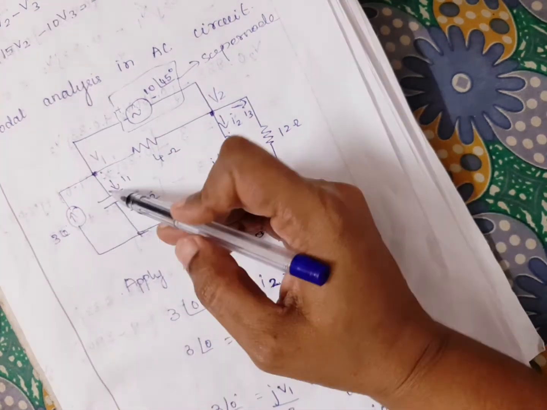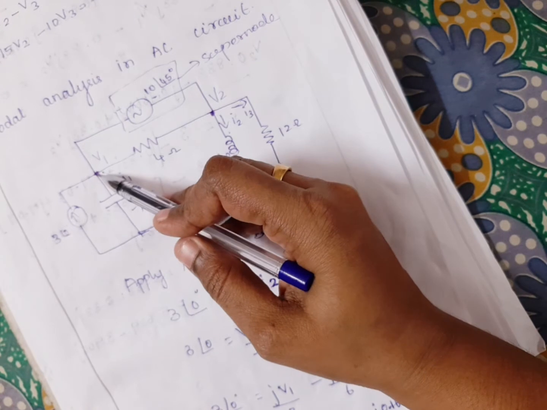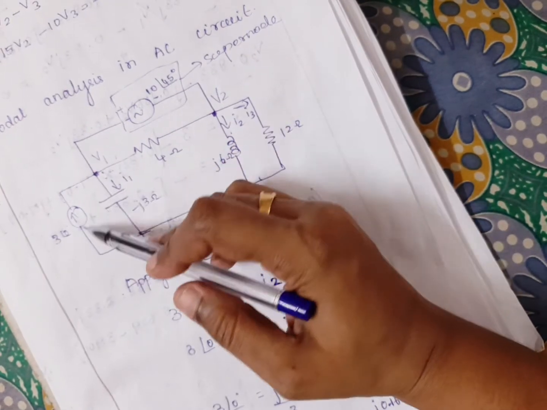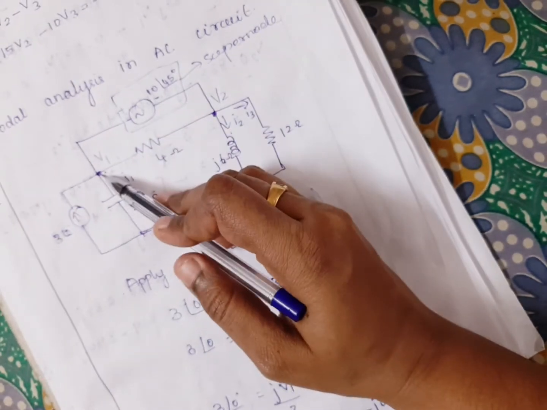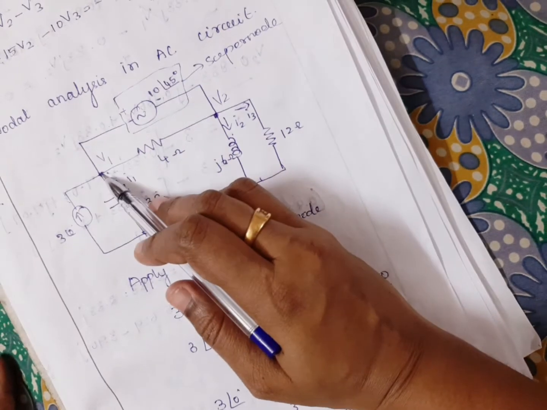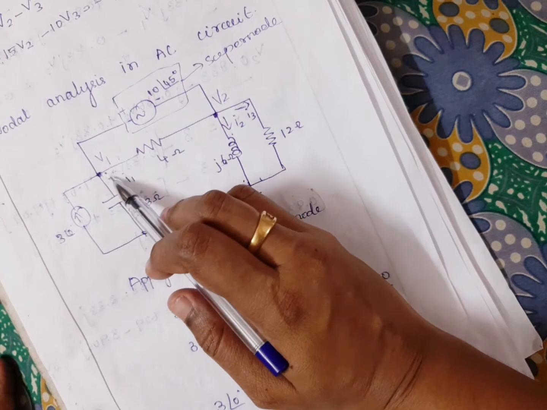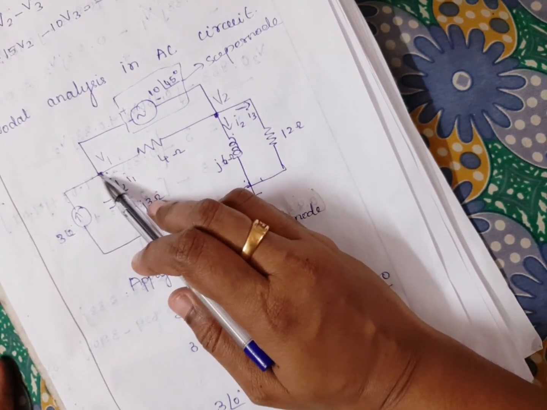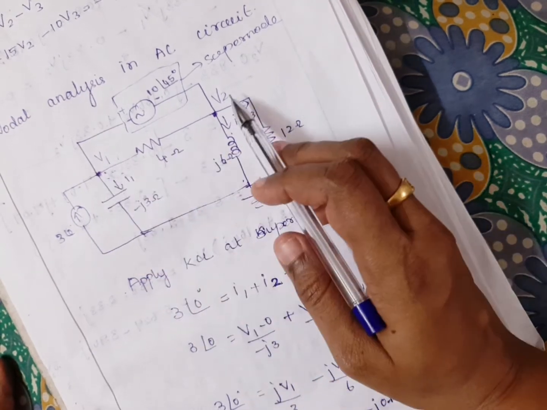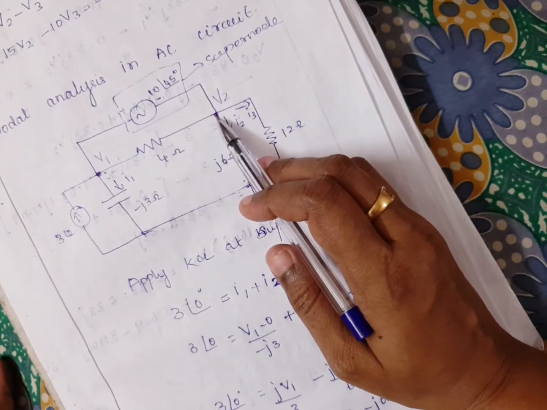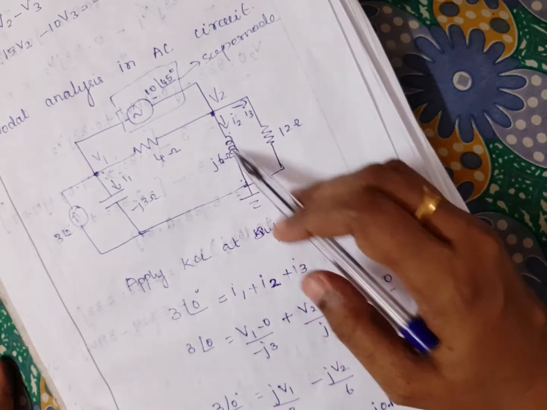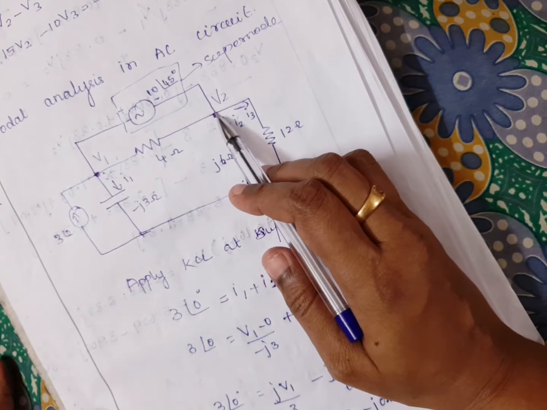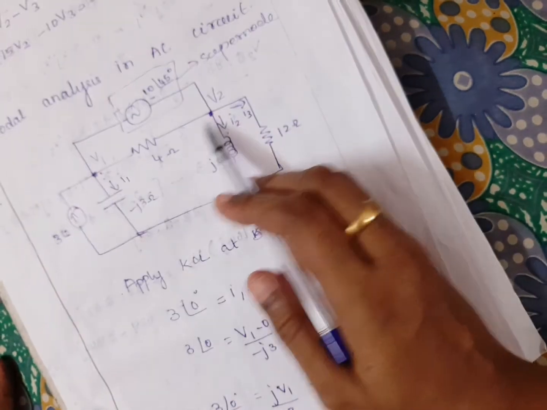Okay, so first you want to identify the node. This is the first node because here capacitor, resistor and one current source and one voltage source are connected in this node. So node means two or more branches connected at a particular point is known as a node. So it is the first node, that is V1, and it is the second node. If you see this node, here resistor, inductor, resistor and voltage source are connected. Okay, so we choose these two as two nodes.